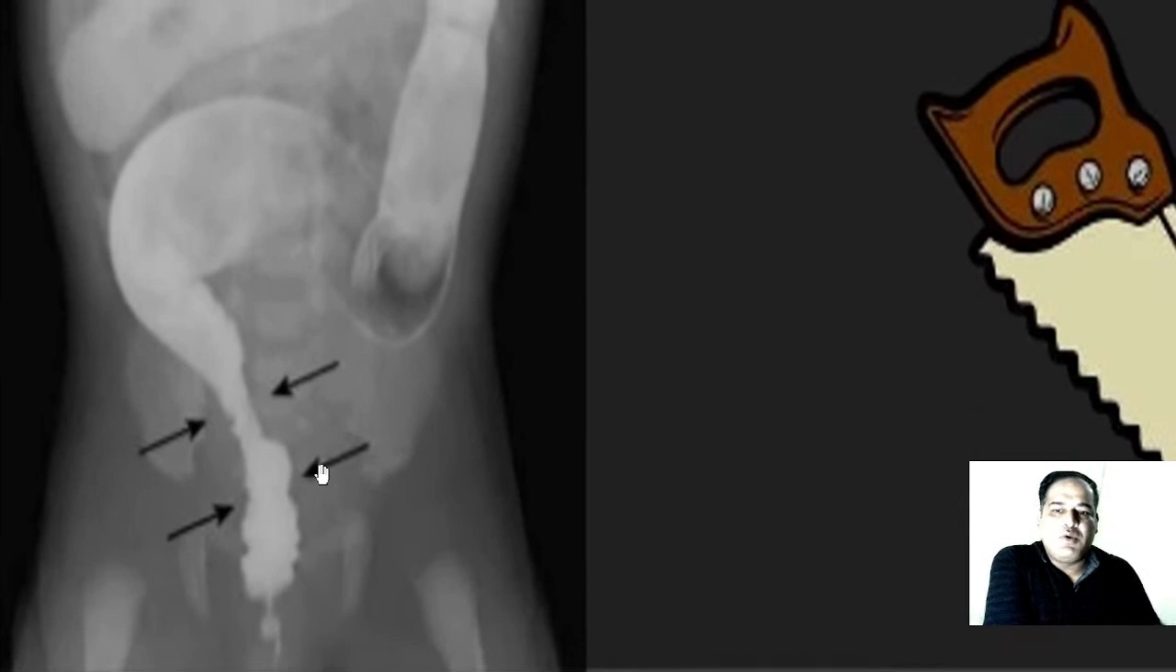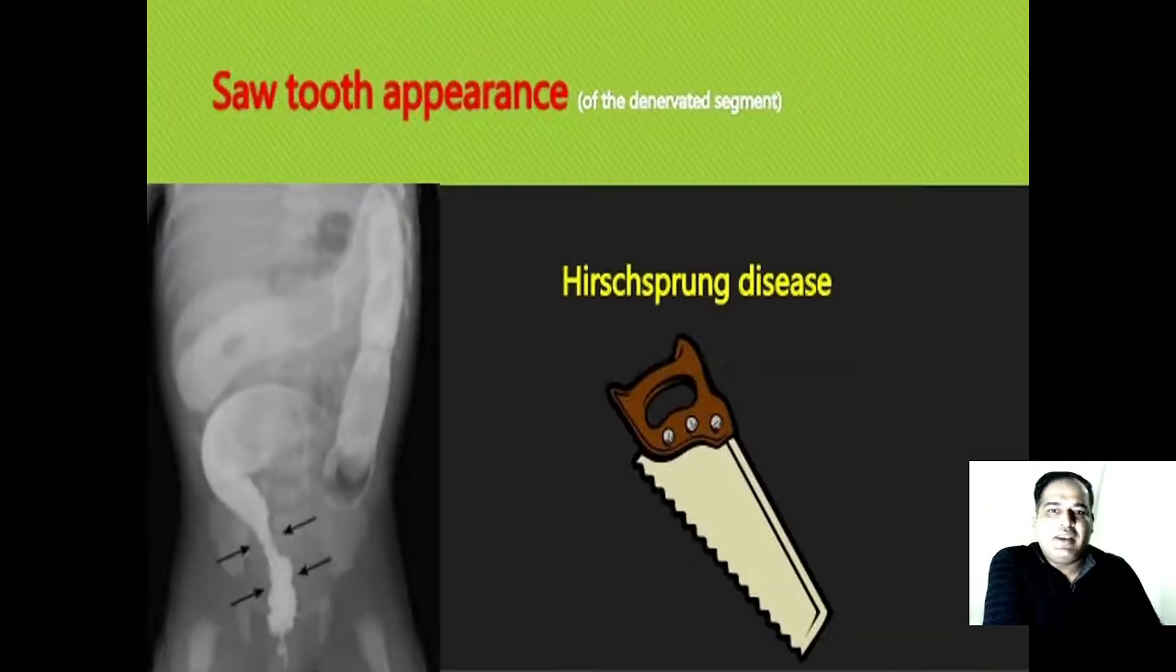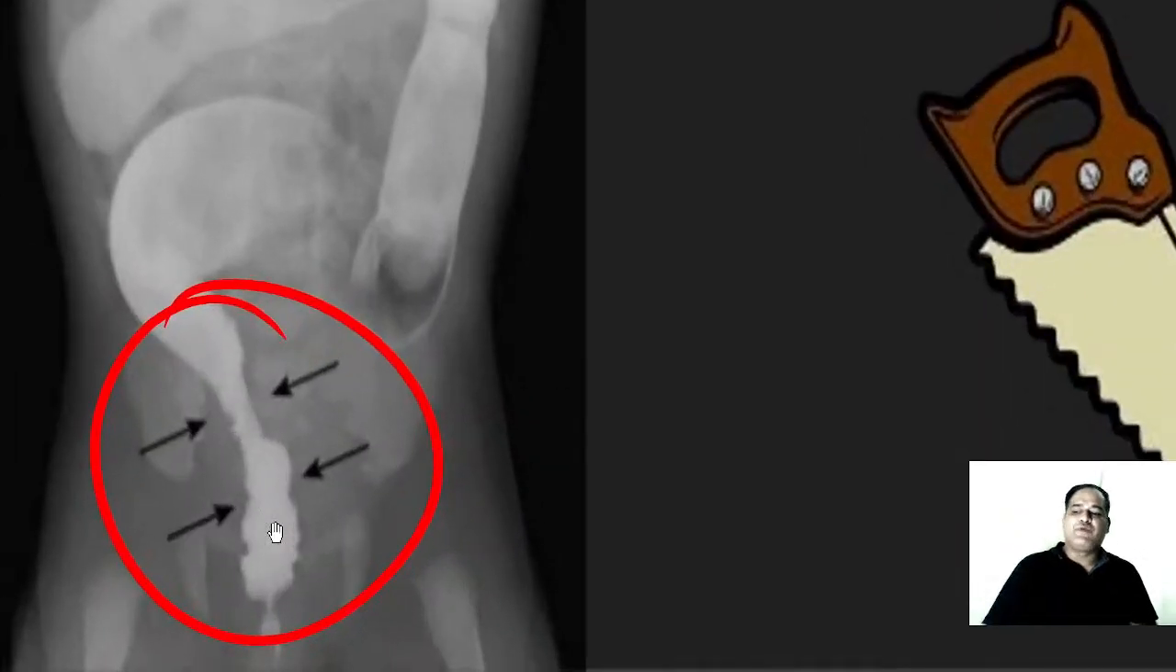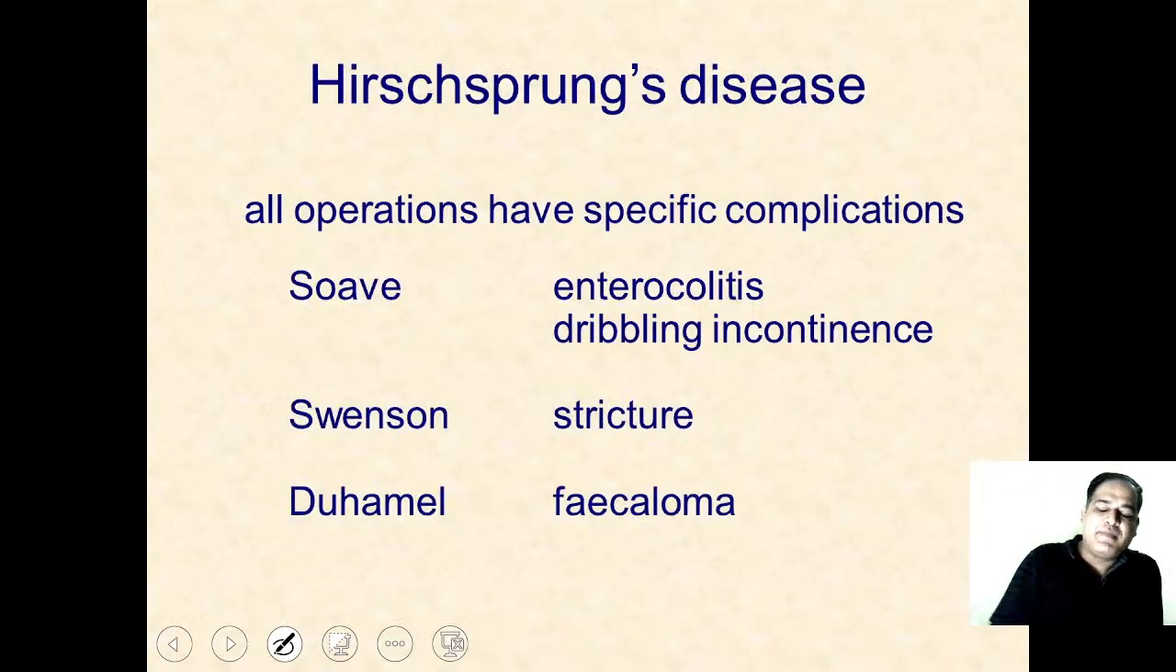Now, the barium investigation, if we perform barium. You see here, barium meal follow through. Fine. So it will give rise to a saw tooth appearance of the affected segment.